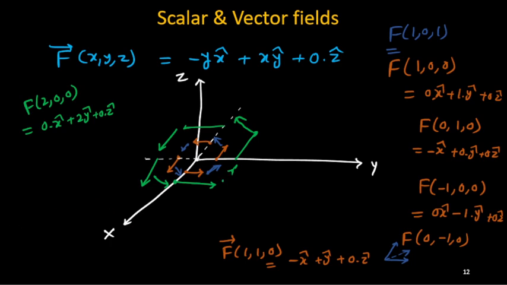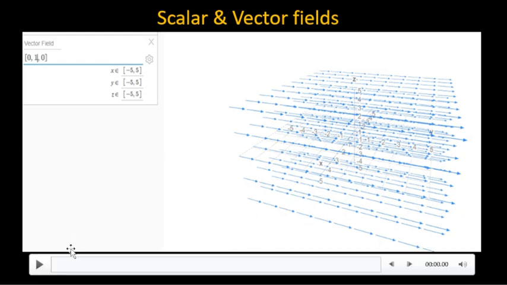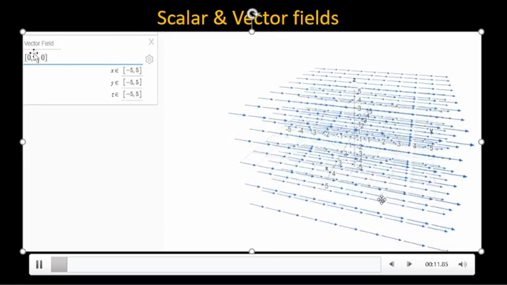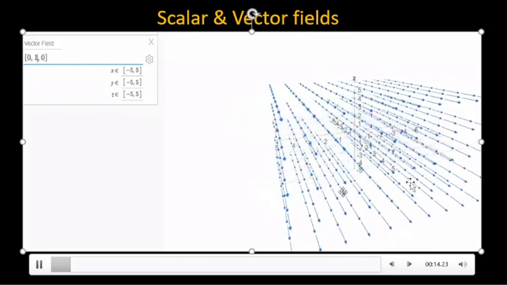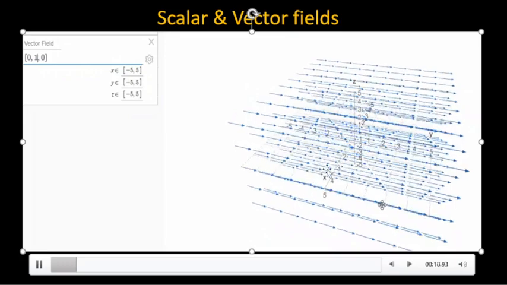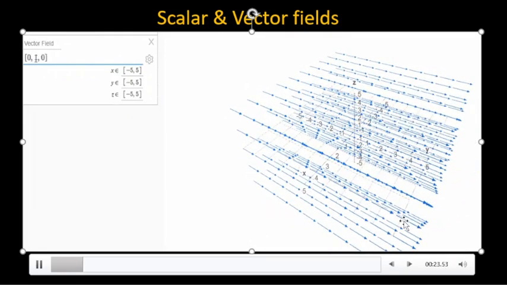Okay, so let us see these vector fields. I'll show you in 3D plot. So here you can see that I am using Math 3D software. So 0, 1, 0, this uniform vector field I am showing here. You can see that it is directed along y direction. This is x, this is y, and it is directed along y.